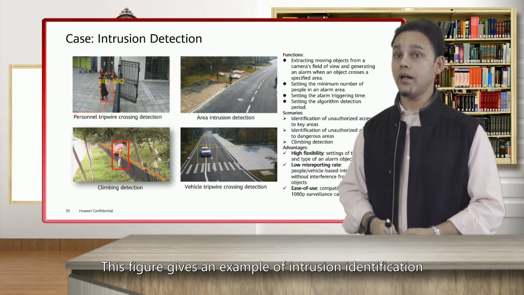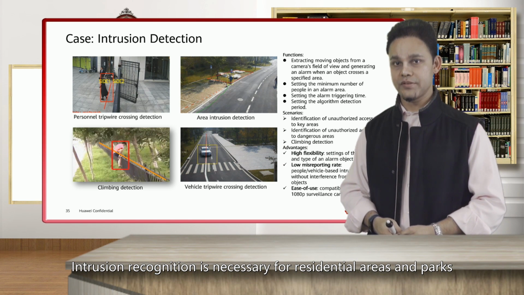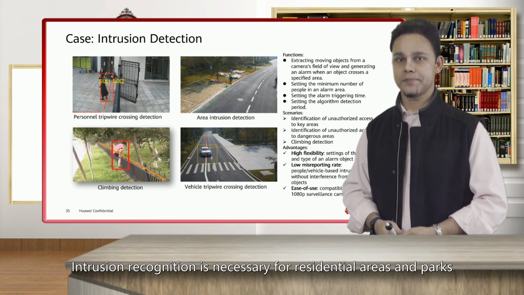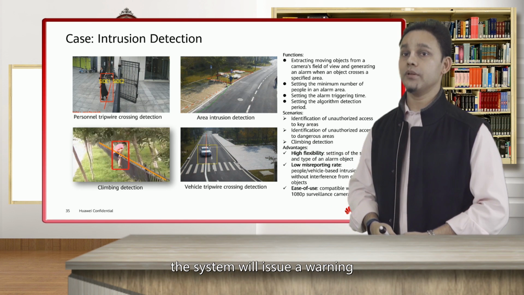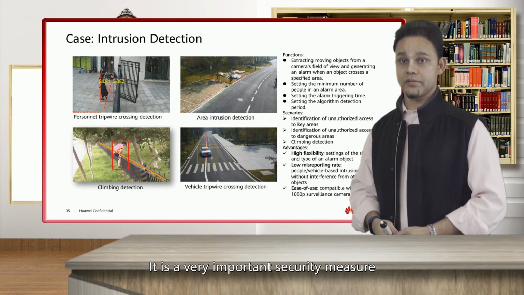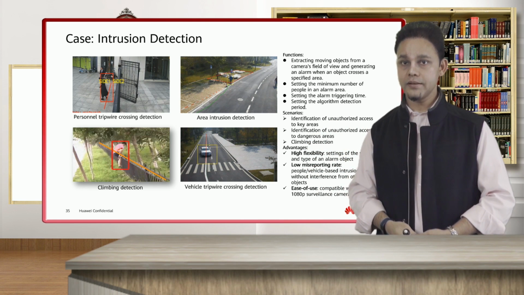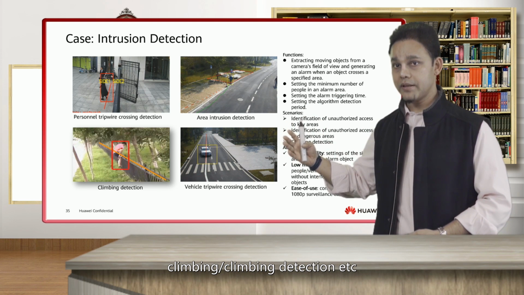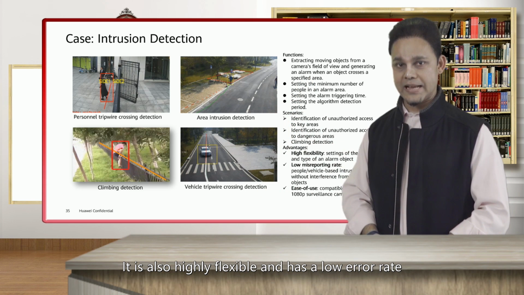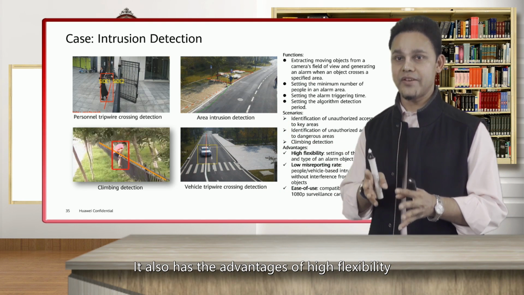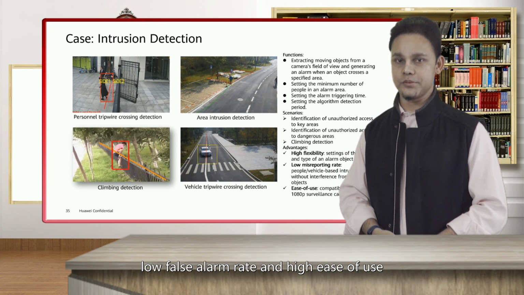This figure gives an example of intrusion identification. Intrusion identification is necessary for residential areas and parks. If a person or object crosses the boundary line, the system will issue a warning. It is a very important security measure. It can be used in scenarios such as key area crossing, dangerous area crossing, climbing detection, etc. It also has the advantages of high flexibility, low false alarm rate, and high ease of use.